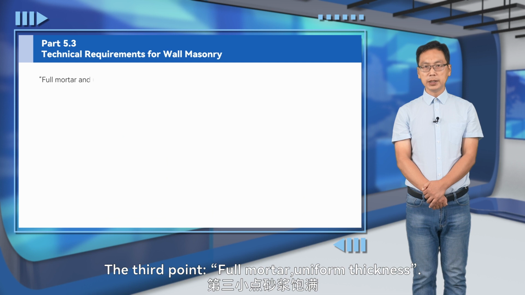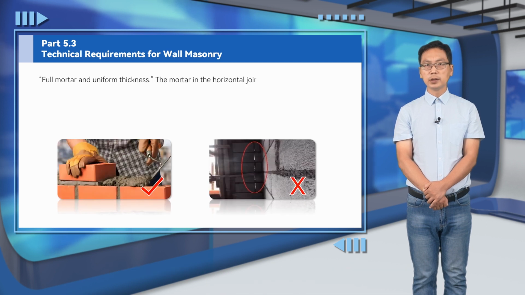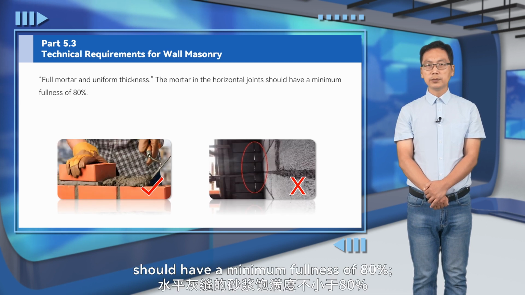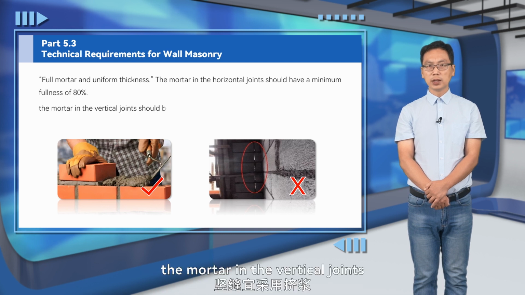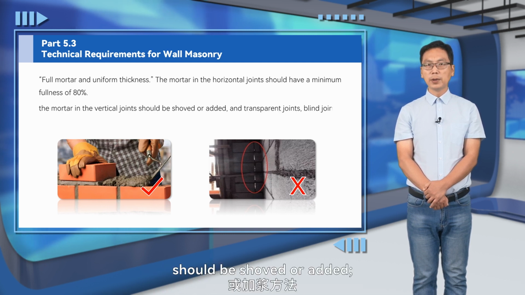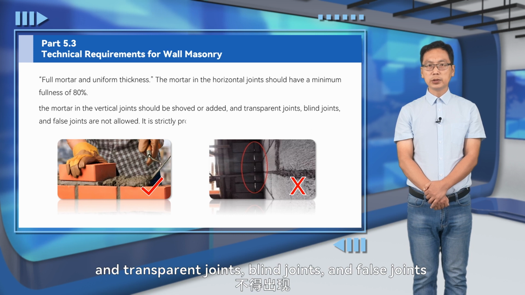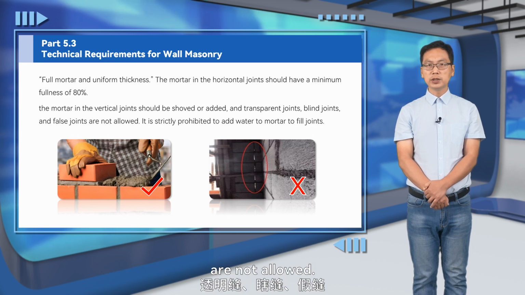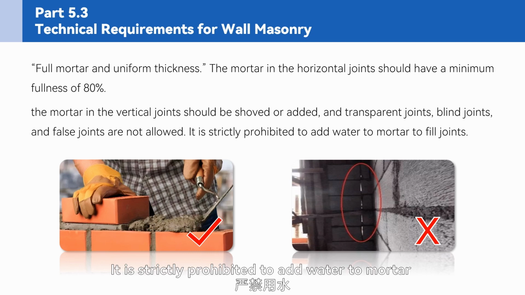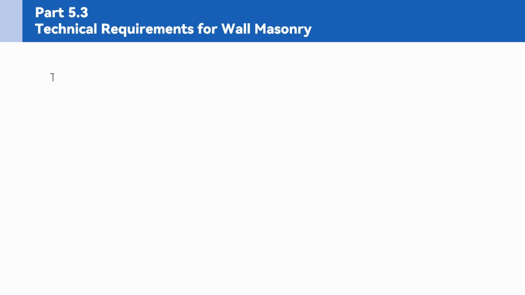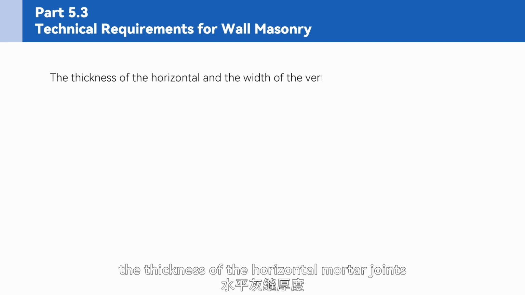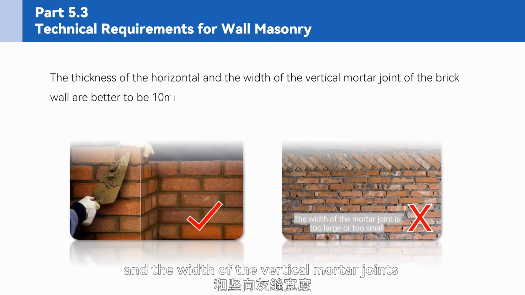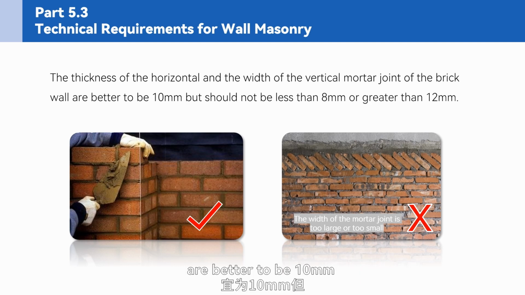The third point, full mortar, uniform thickness. The mortar in the horizontal joints should have a minimum fullness of 80%, the mortar in the vertical joints should be shoved or added, and transparent joints, blind joints, and false joints are not allowed. It is strictly prohibited to add water to mortar to fill joints. For brick walls, the thickness of the horizontal mortar joints and the width of the vertical mortar joints are better to be 10 mm but should not be less than 8 mm or greater than 12 mm.